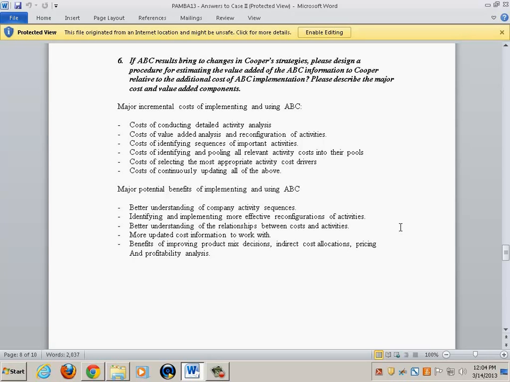Categories of benefit. Activity-based costing is the method that triggers analysis and analysis of activity sequences, which wasn't there before. That is a major benefit in and of itself, apart from increasing accuracy of cost.